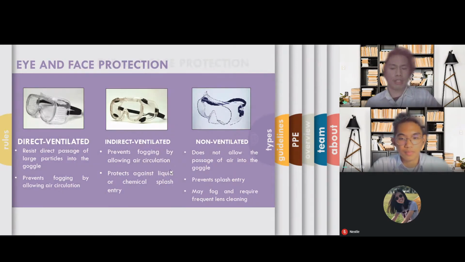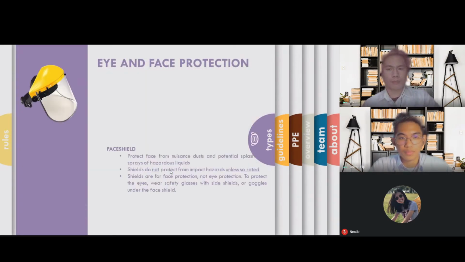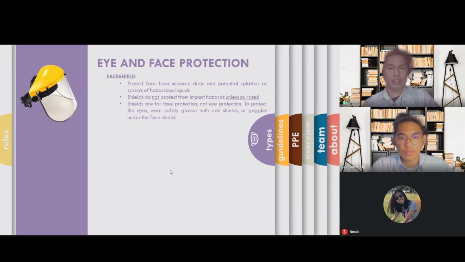Para sa next protection, face shield. Ito yung most common used face protection ngayong pandemic kasi pinoprotektahan ng ating mukha sa mga dust and potential splashes ng chemical or hazardous liquids. Also, yung shields are not for the eye protection. So, panatili nating magsuot ng eye protection and also the face protection for more secured safety against hazard.